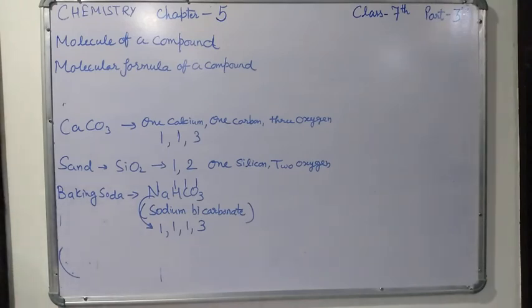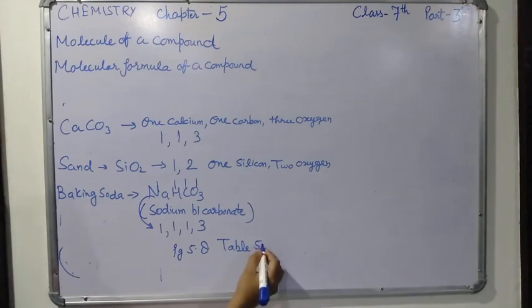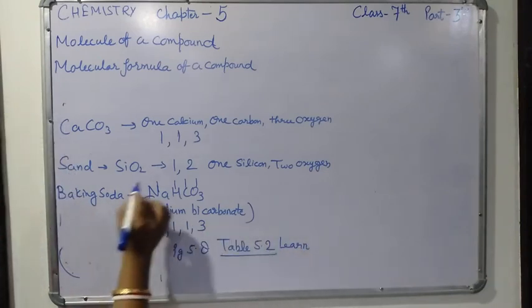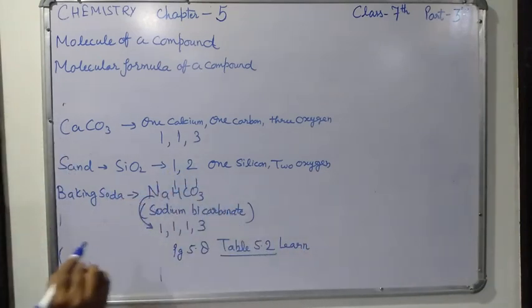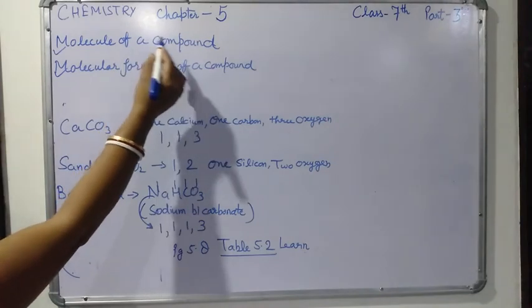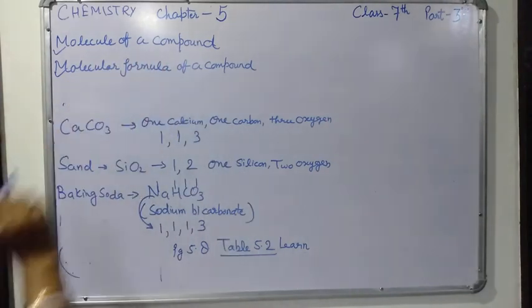In page number 58, table 5.2 is given. You have to learn all the compounds' molecular formulas in table 5.2. I hope you understood these two topics, molecules of a compound and molecular formula of a compound.